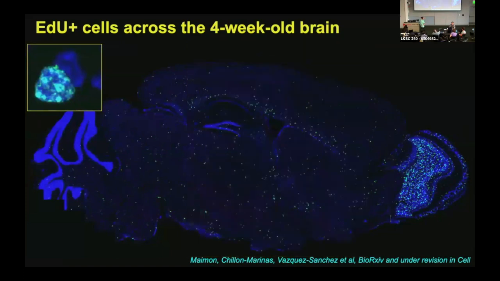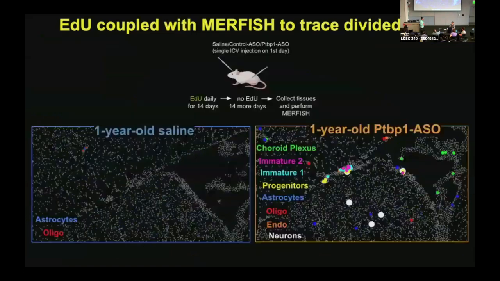But we did it in the 1-year-old control and in the PTBSO and coupled it with MERFISH. And in the 1-year-old, we don't see much. So there isn't a lot of proliferation and division in the 1-year-old, just naive conditions. However, when we deliver the ASOs and we look 1 month after, we start seeing all these progenitor cells that were dividing probably, and then the immature neurons, some glia, but importantly also new neurons that were generated and penetrated into the striatum. So this is one brain region called striatum.